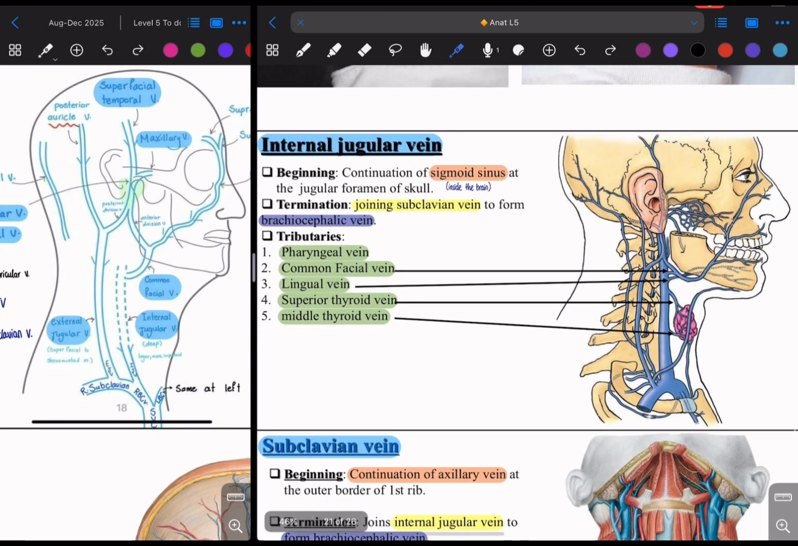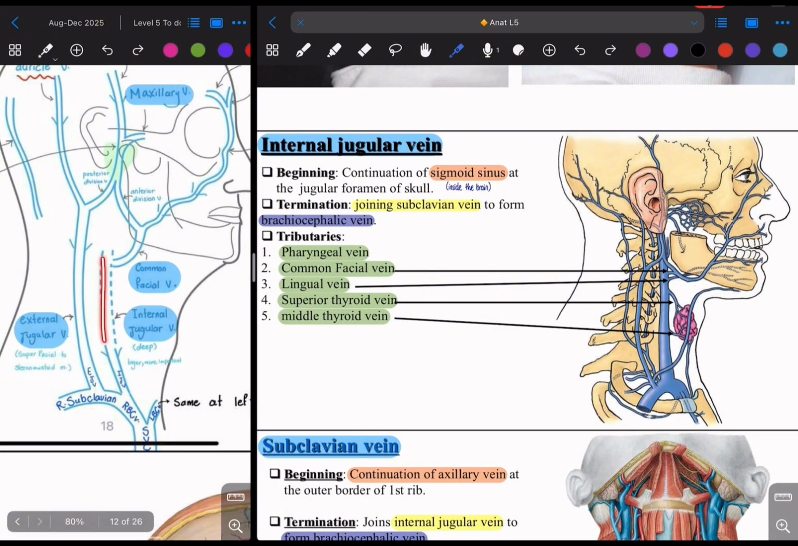Then we have the internal jugular. The internal jugular has something that's slightly different, which is what? Where does it begin? We never mentioned where the internal jugular begins here, right? We just mentioned the common carotid comes into the internal, but we never mentioned where it came from. It comes from the brain. So where exactly from the brain? From the sigmoid sinus. So the internal jugular originally was called the sigmoid sinus inside the brain. Once it leaves the brain and descends, it changes its name into internal jugular vein. Okay, so we know that the beginning of the internal jugular vein is the sigmoid sinus inside the brain.